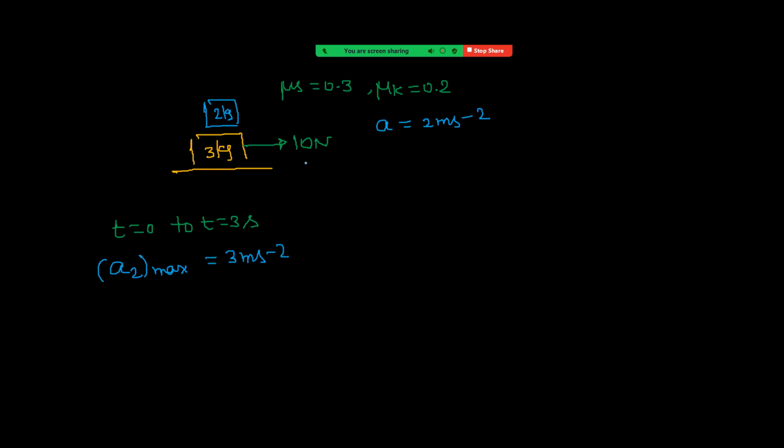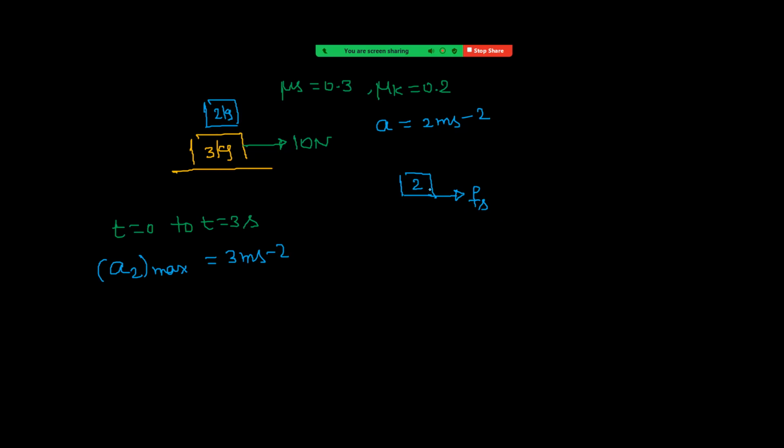No slipping means, if you draw the free body diagram for the 2 kg block, it is moving only because of the frictional force, which is now static friction. That is the net force acting on the 2 kg block. So we have to find the work done by the frictional force on the 2 kg block. The block is moving to the right, displacement is to the right, and force is also to the right. That means the work done by static friction on the 2 kg block is positive.